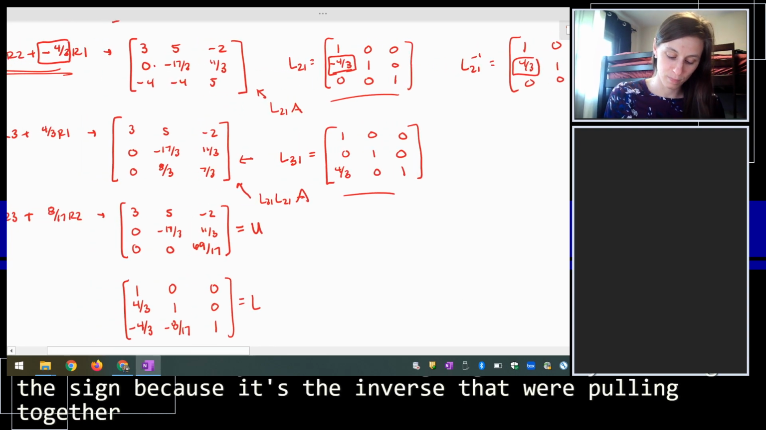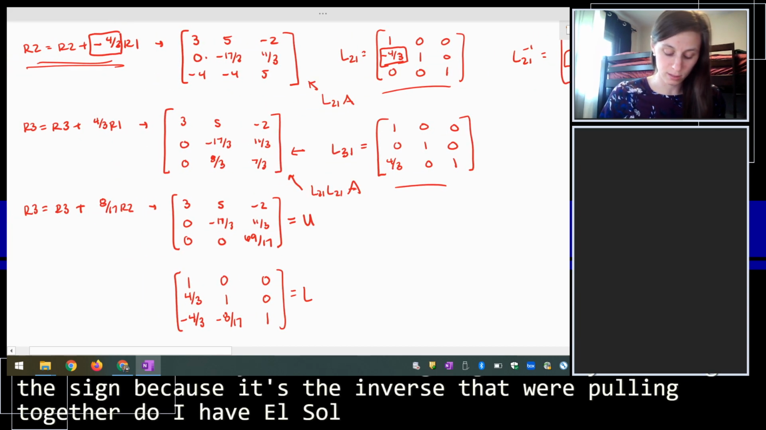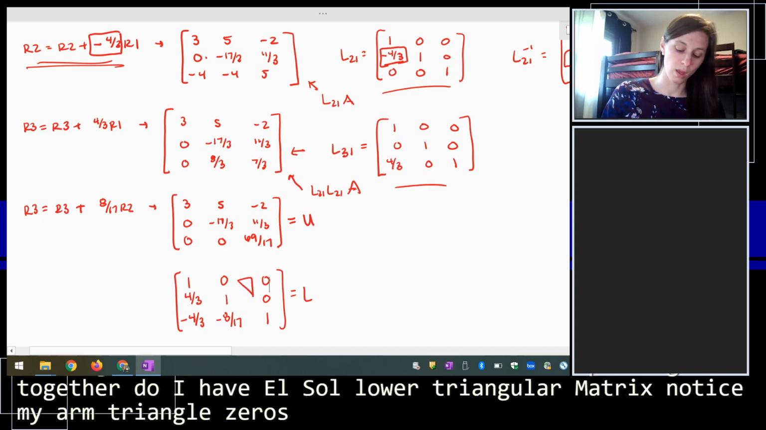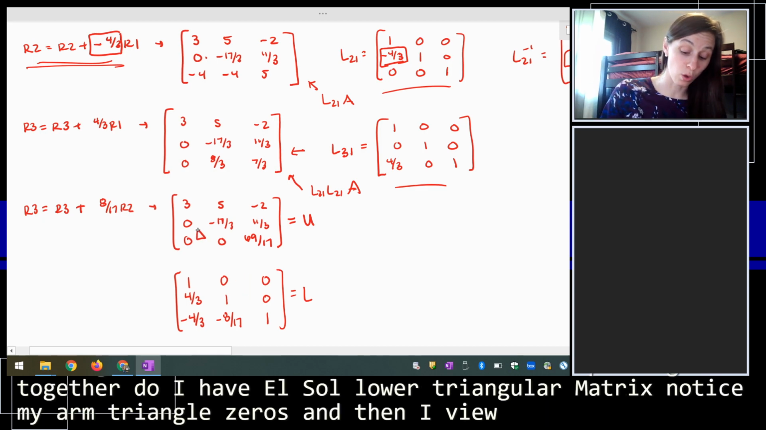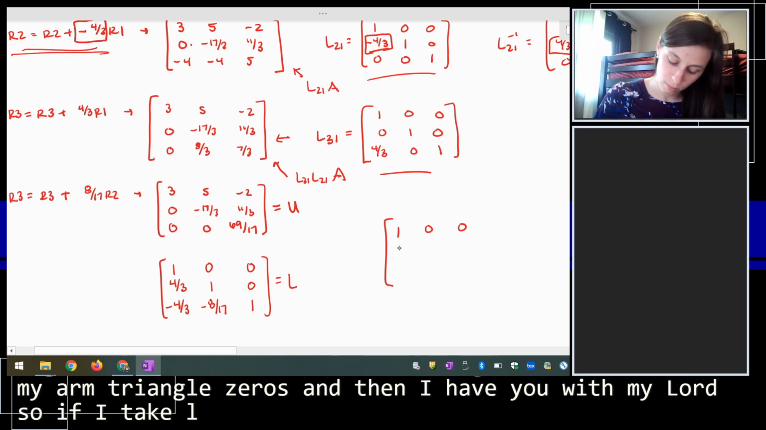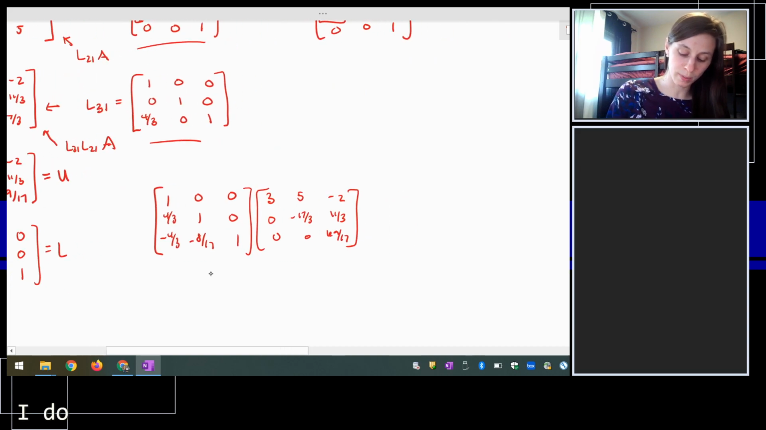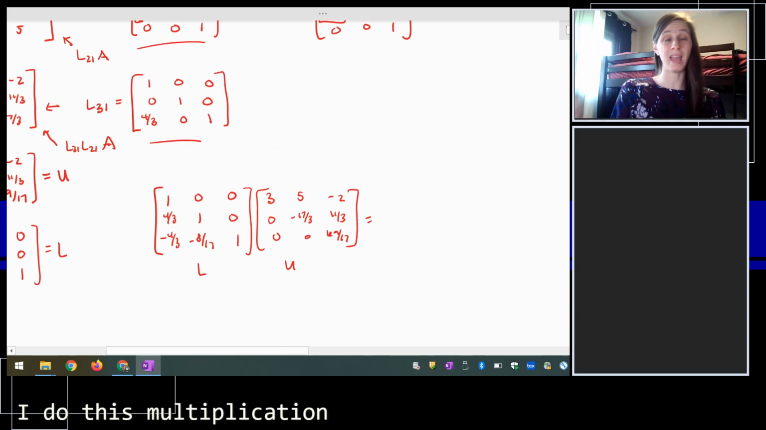Okay, there we go. So I have L, it's a lower triangle matrix. Notice my upper triangle of zeros. And then I have U, which is an upper triangle matrix with my lower triangle of zeros. So if I take L times U, if I do this multiplication, I end up with A.